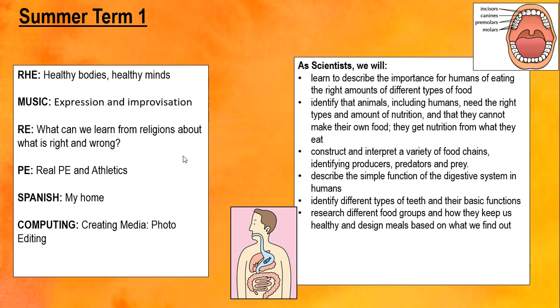Construct and interpret a variety of food chains. Some of the key language there will be producers, predators and prey. Again, staying with the keywords: digestion, digestive system, nutrition. We're also identifying different types of teeth and their basic functions, and we're going to be researching different food groups. So there's an awful lot of scientific knowledge going to be explored through the first half term particularly.